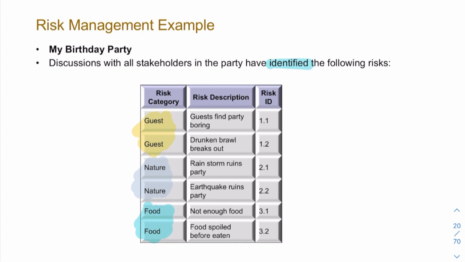So what about nature? What could nature do? If my party is outdoors, then it could be that there's a storm that completely ruins my party. It could be something more powerful than a storm. It could be an earthquake or a flood. This is much less likely than that, but it's still possible. Now, in terms of the food, it could be that there's insufficient food. It could be that the food spoils before it's eaten. So this is step one in creating a risk register.